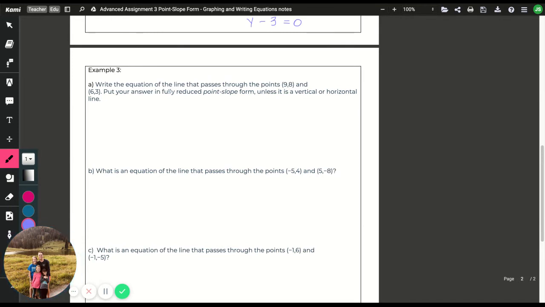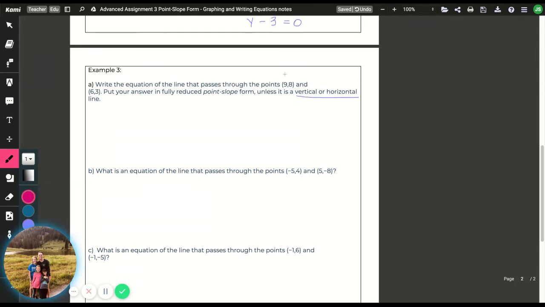Okay, so once again, this would be a great place for you to pause and try a problem for yourself. This one's exactly the same thing. Write the equation of the line that passes through the points 9, 8, and 6, 3. Write your answer in fully reduced point slope form, unless it's a vertical or horizontal line. So we're going to talk about that, and we actually had one up above, and I'll show you the only difference. So these 3 problems are exactly the same as we just got done doing. They're 2 different sections in Delta, but they are the same thing, okay?